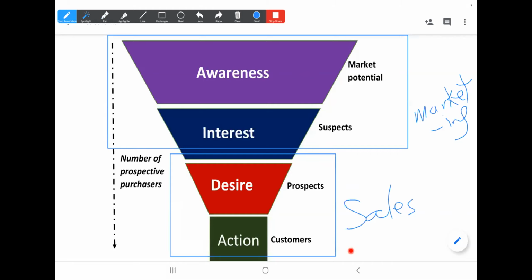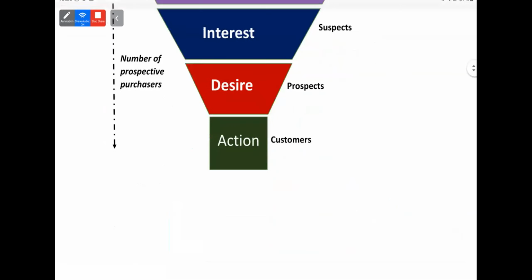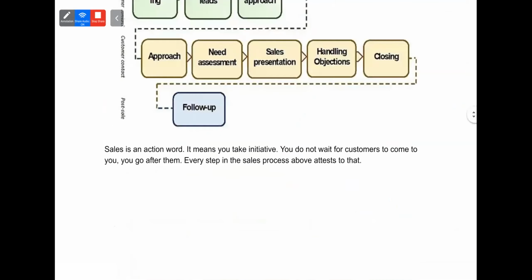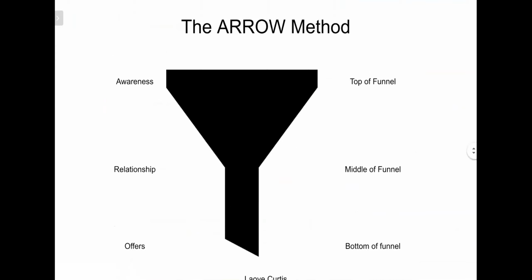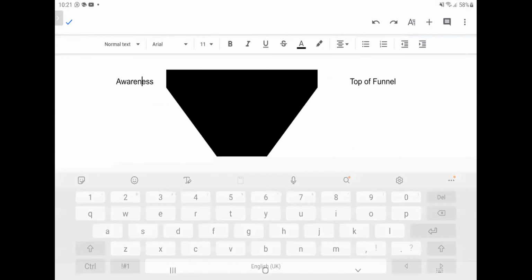Now, I hope I've made my points very clear, so I'll stop the annotation. Now we proceed straight to the arrow method. So at the top of the funnel, I need to edit this. Please let me edit this.